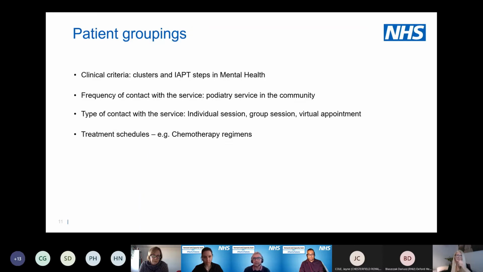So just a little bit more about some of the patient grouping options, some of those that we've seen so far, and that some of our initial stakeholders were using when we were developing the model. Are those groupings defined by clinical criteria such as clusters or IAP steps in a mental health pathway? Frequencies of contact with the service, so a particular podiatry service created their groupings based on the frequency of contact. Different types of contact with the service, so individual sessions, group sessions, virtual appointments, and treatment schedules such as chemotherapy regimens, or within community nursing, when Wendy mentioned insulin, we've also seen some community nursing teams focusing on wound care, for example.